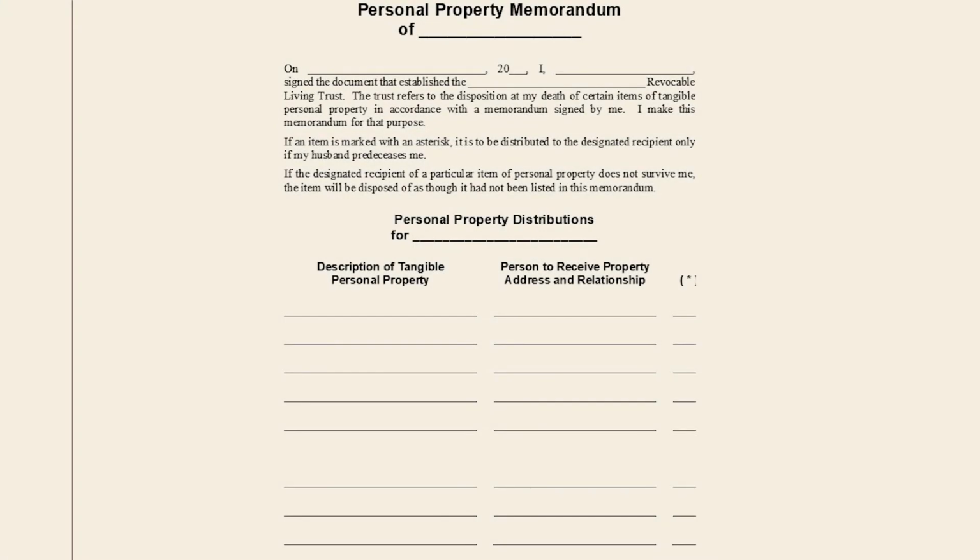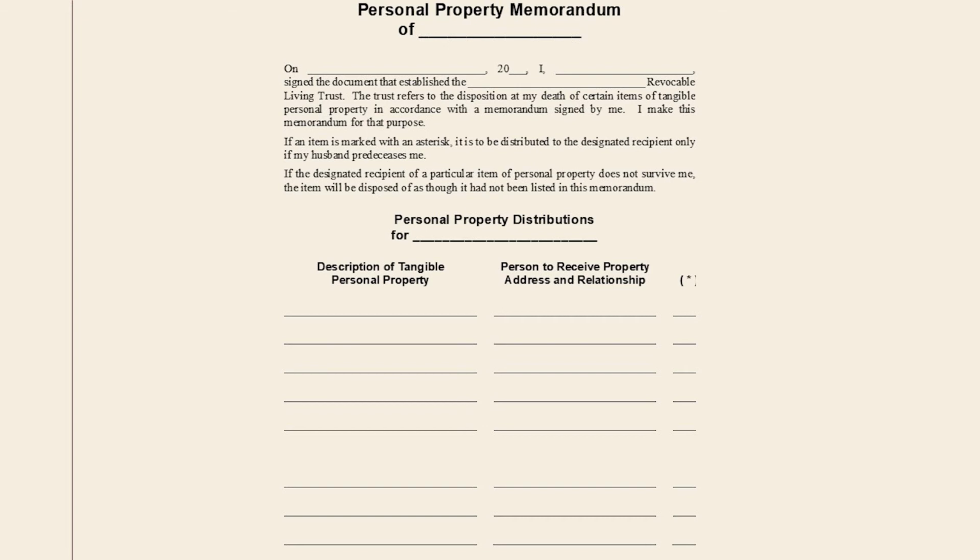One of the things that's really cool in Idaho law and a lot of other states, I understand, is that we have something called a personal property memorandum that you can do. And this is true of a will or a trust, as long as the will or trust is drafted to incorporate it. But it's a document that you can use to list specific items of tangible personal property. So you can't give cash away or real estate that way, or titled vehicles, things like that.